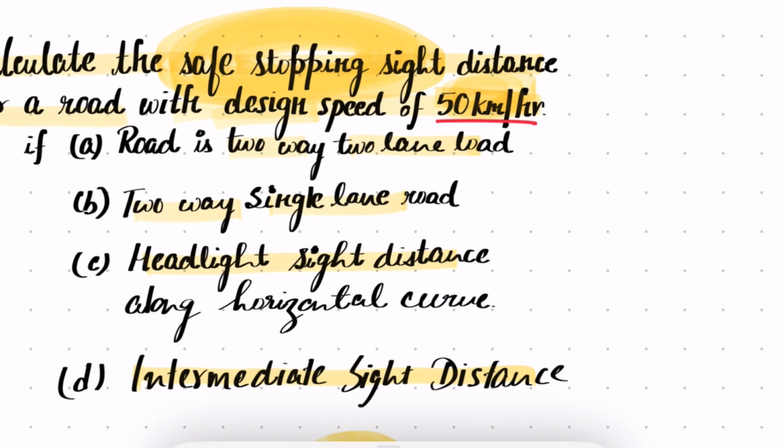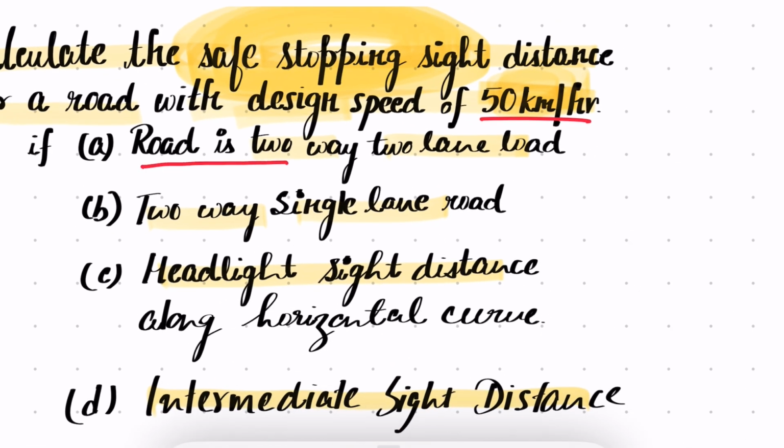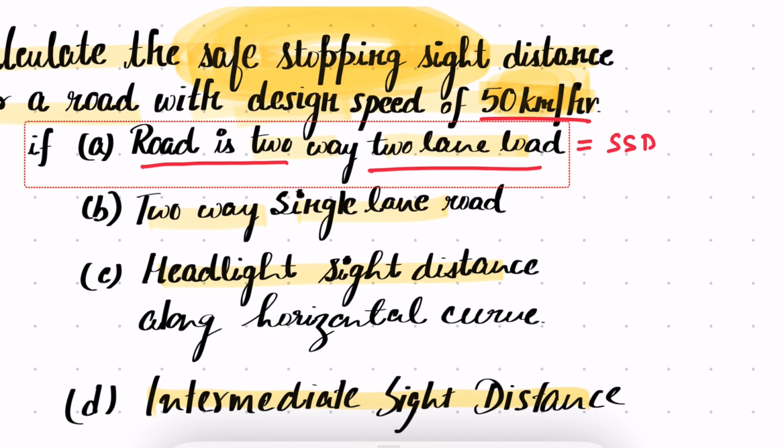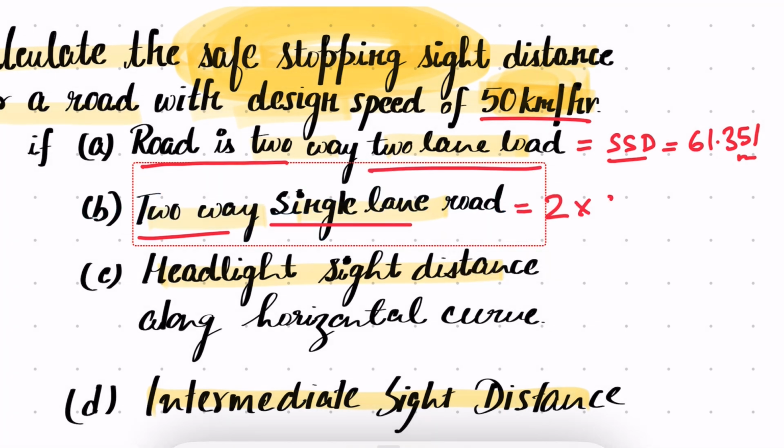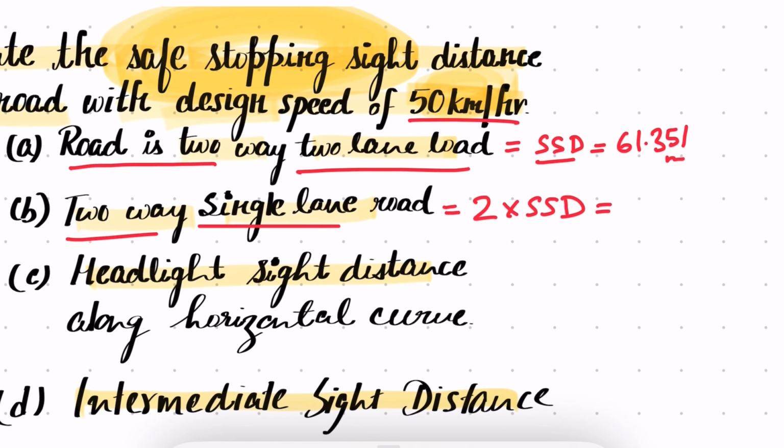Now taking the case specific scenario, if the road is a two lane road, then in that case the safe stopping distance is the same, right? This is SSD only, so it will remain the same, 61.351 meters. In case of a two-way single lane road, here it becomes twice of SSD. So in that scenario, the safe stopping distance will be 2 into 61.351. Okay, solve it and see what value you are getting.